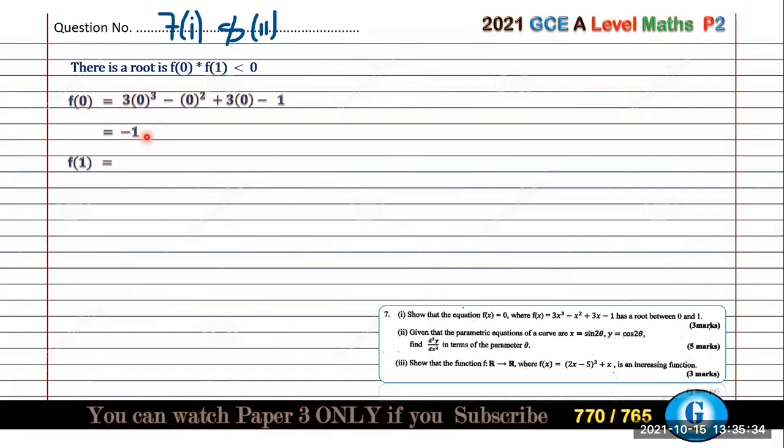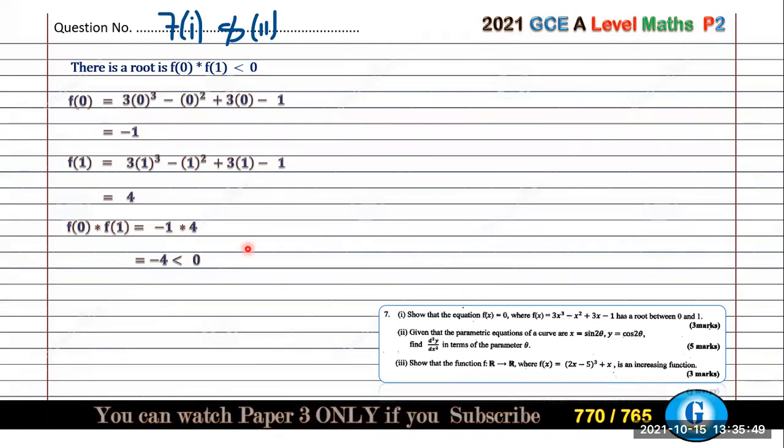Now, what is f of 1? F of 1 will be equal to 3 into 1 cubed minus 1 squared plus 3 into 1 minus 1. And that gives us 4. Now, f of 0 times f of 1 will be equal to minus 1 times 4, which is minus 4. And this minus 4 is less than 0. Therefore, we conclude that f has a root in the interval 0 to 1, or between 0 and 1.